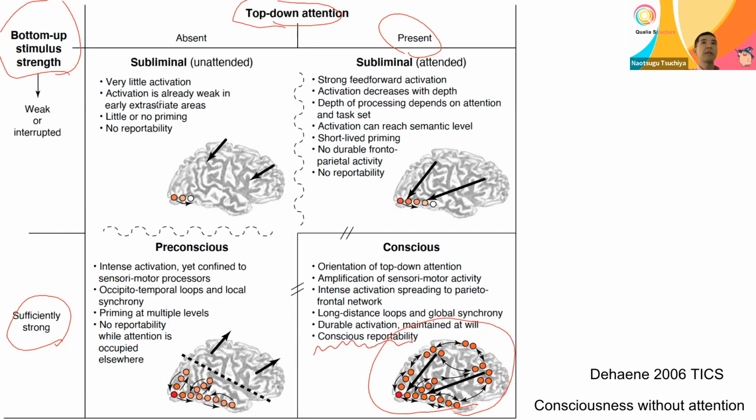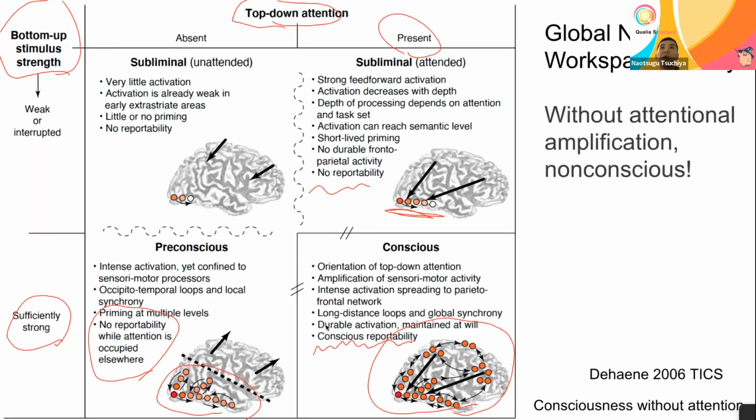If you lack the stimulus strength, then it doesn't get reported and it remains in the back of the cortex. Or even if it's strong, if it's not selected and amplified by attention, then there is no reportability, so it remains in the back of the brain. So that's the global neuronal workspace theory. Without attentional amplification, it remains non-conscious.